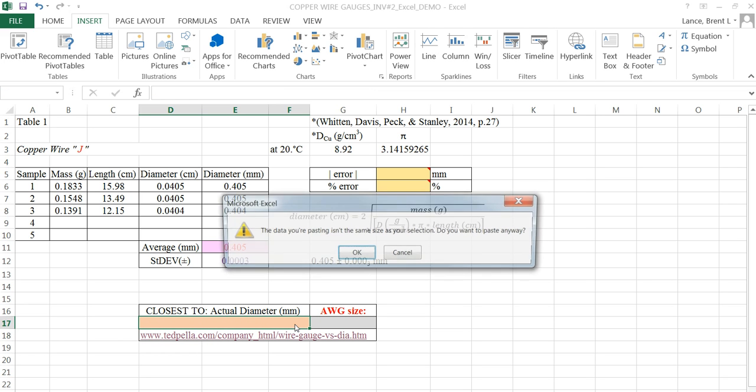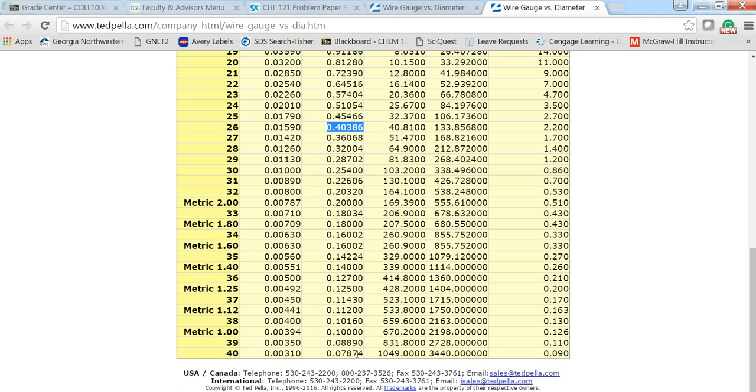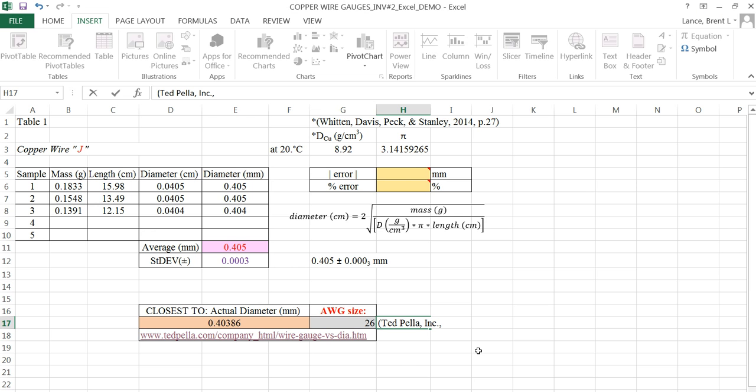So I'm going to put the actual diameter was 0.40386 in millimeters, which was AWG 26. And my source for that is Ted Pella, Inc., let's just see if their website has a date on the page. Well, it's through 2016, so I'll just put 2016 for that. So that's where I got that information from. That's where you'll get that information from.